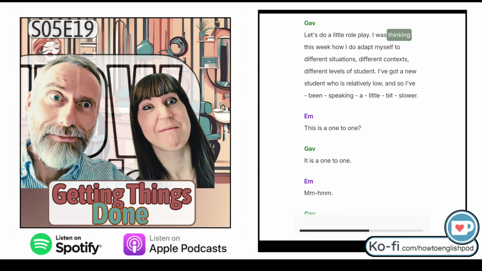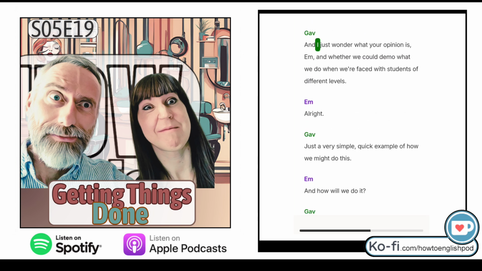I was thinking this week how I do adapt myself to different situations, different contexts, different levels of student. I've got a new student who is relatively low, and so I've been speaking a little bit slower. This is a one-to-one? It is a one-to-one. And I just wonder what your opinion is, Em, and whether we could demo what we do when we're faced with students of different levels.